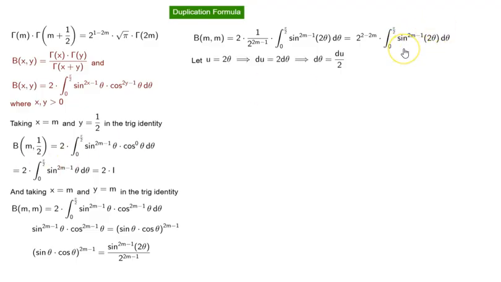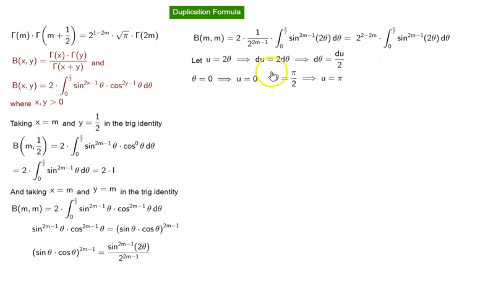Let's solve this integral by substitution. We have u is equal to 2 theta. Differentiating both sides, we get du is equal to 2 times d theta, which implies d theta is equal to du by 2. Changing the limits, when theta is equal to 0, u is equal to 0.